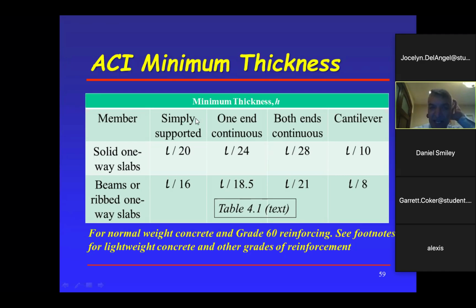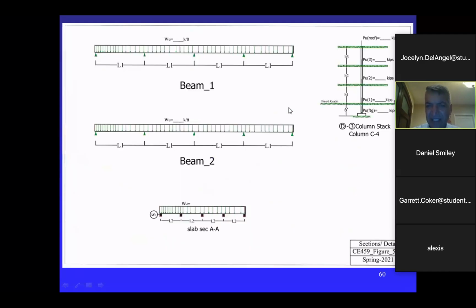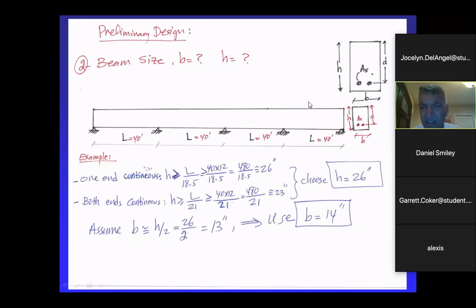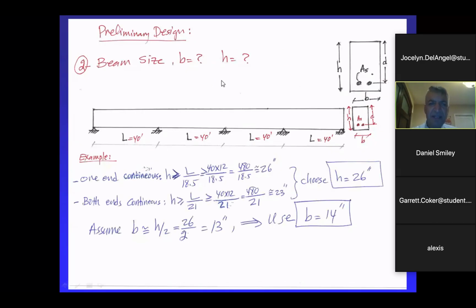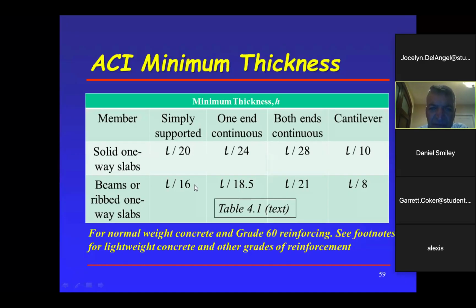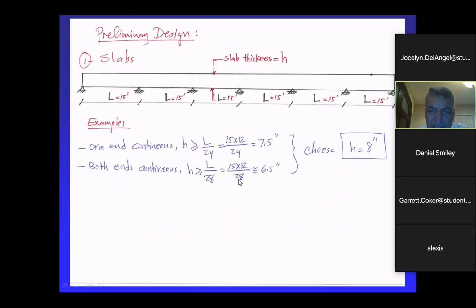What is the minimum? Look at this. Minimum thickness, H, right? That means this is the H for the beam. See that? Not the width, the H. And when we did the slab, look at the H. I defined it for you. Is the thickness. So it's telling me for one end continuous, which is this one, H is greater than or equal to L over 18.5. Where did that come from? Right here, 18.5.